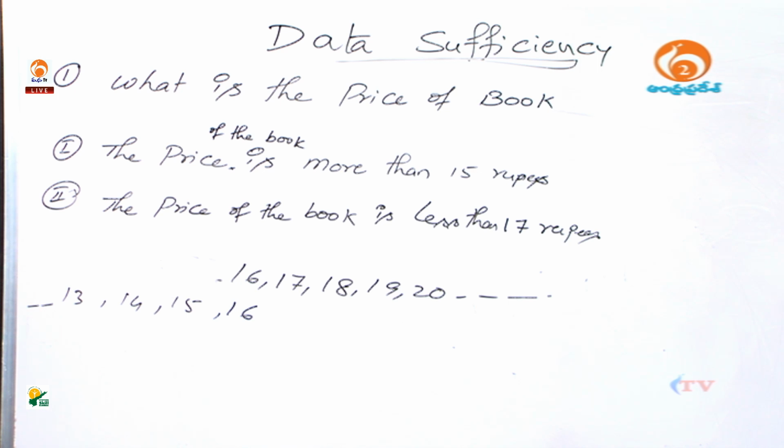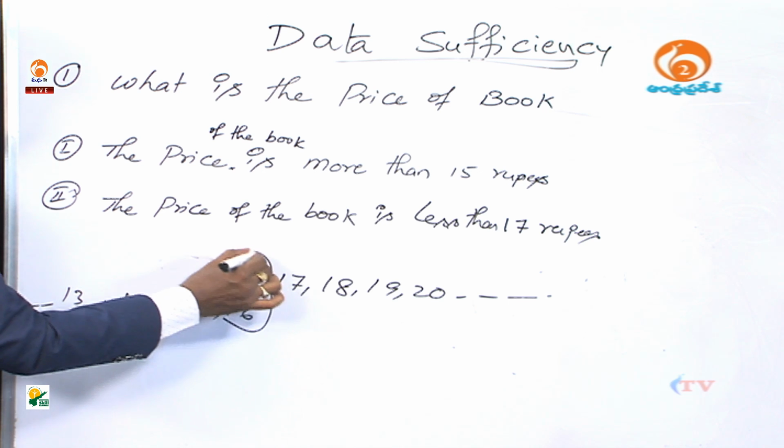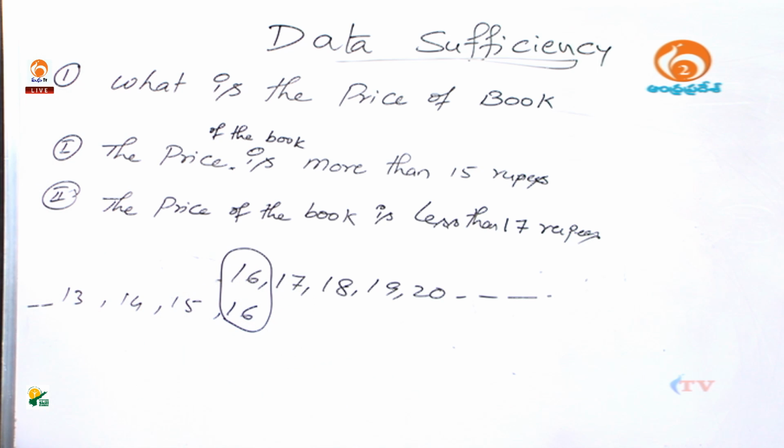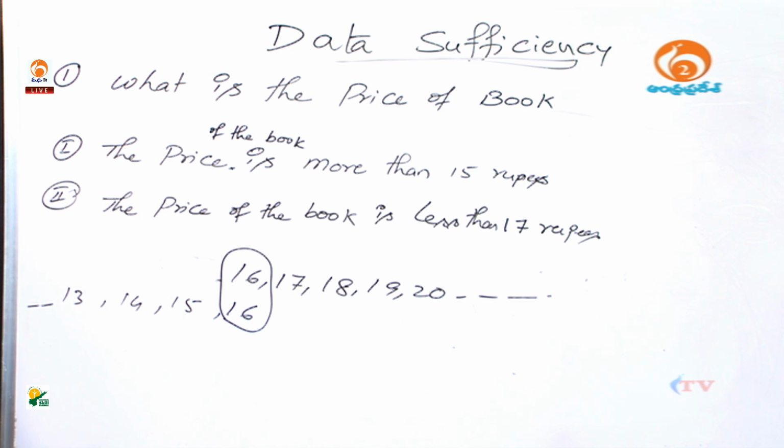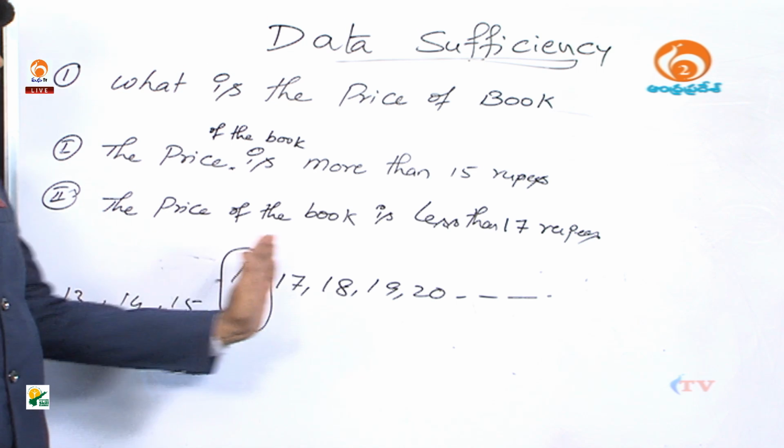From conclusions 1 and 2, what is the intersection part? That it is definitely 16, which is common to conclusions 1 and 2. That's why, by using conclusions 1 and 2, you can conclude that the price of the book is definitely 16 rupees, because from the first conclusion the price of the book is definitely more than 15 rupees.